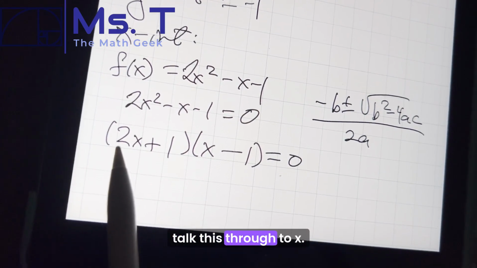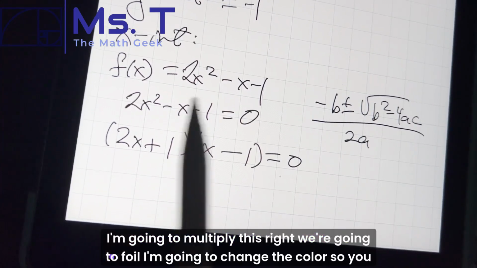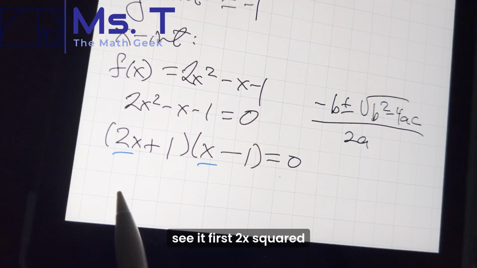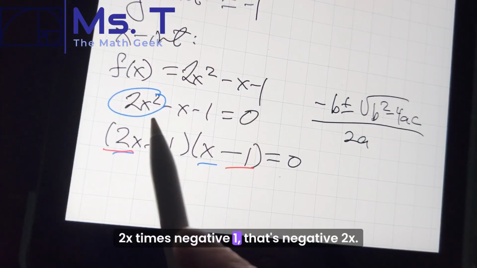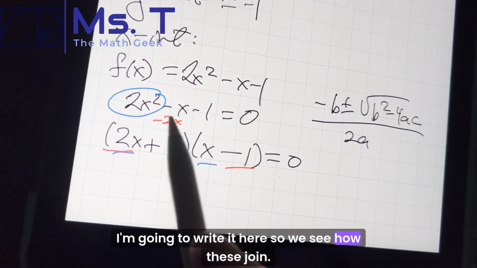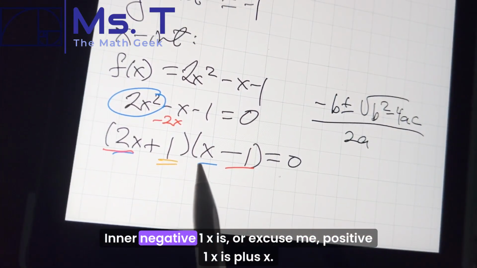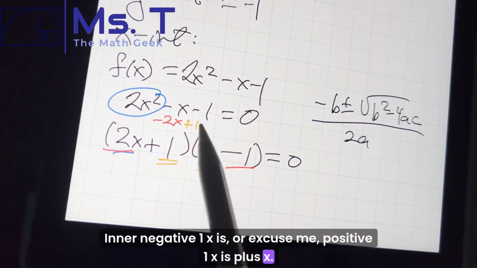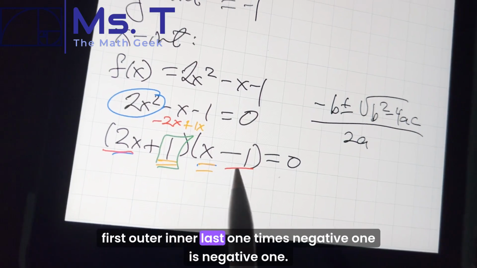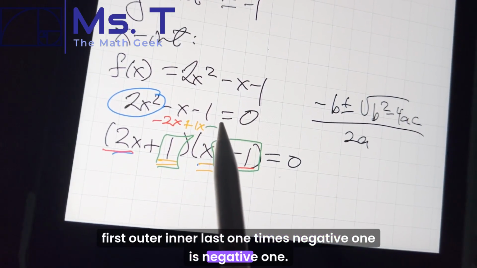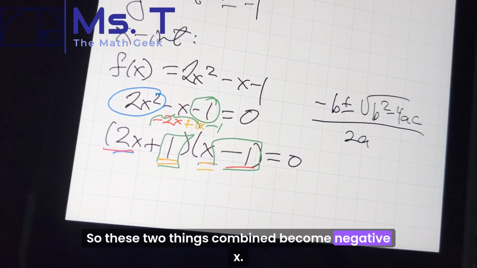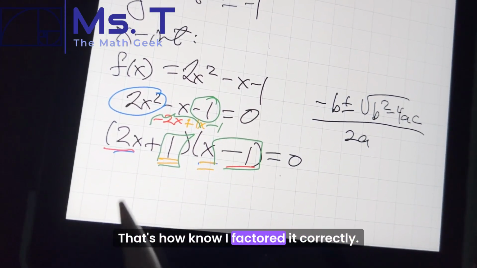That actually, I'm going to talk this through. 2x, I'm going to multiply this, right? We're going to FOIL. I'm going to change the color so you see it. First, 2x squared. Outer, 2x times -1, that's -2x. I'm going to write it here so we see how these join. Inner, +1x is plus x. Last, 1 times -1 is -1. So these two things combined become -x. That's how I know I factored it correctly.